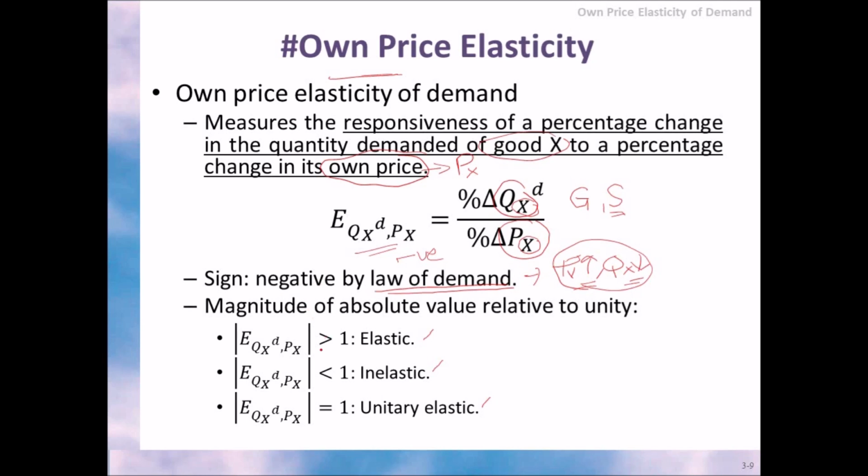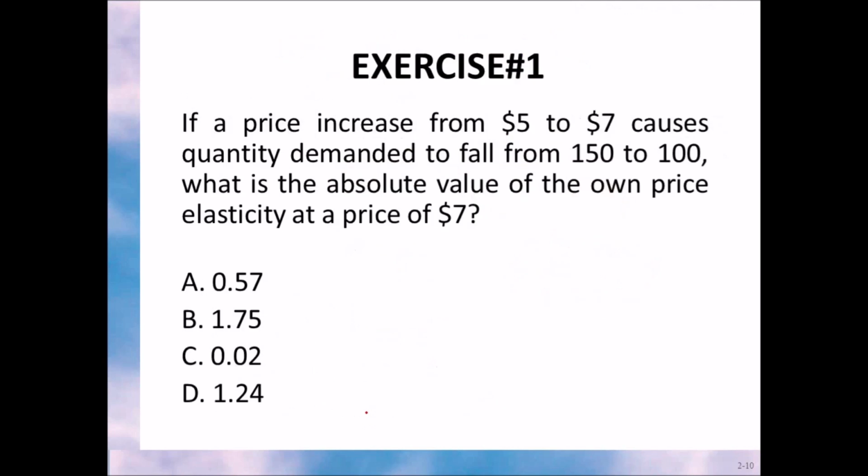For own price elasticity, we ignore the negative sign because the answer will always be negative. If you show the calculation and throw away the negative value, actually it's wrong, because the answer will definitely be negative because of this relationship. But when we want to determine whether it is elastic, inelastic, or unitary elastic, we just take the absolute value. So if it is more than 1, it is elastic. If you get like 0.8 something, less than 1, meaning the demand is inelastic. If you get equal to 1, then it is unitary elastic. Okay, so let us see this exercise.